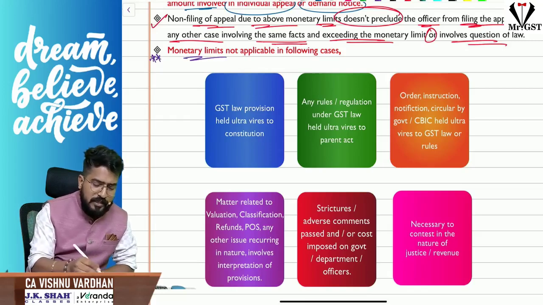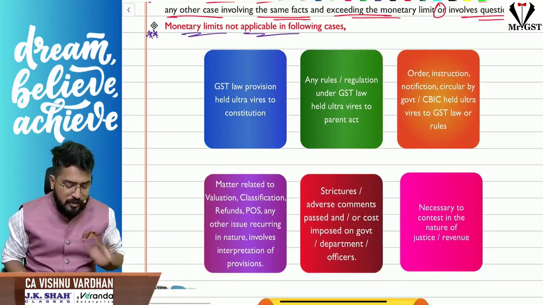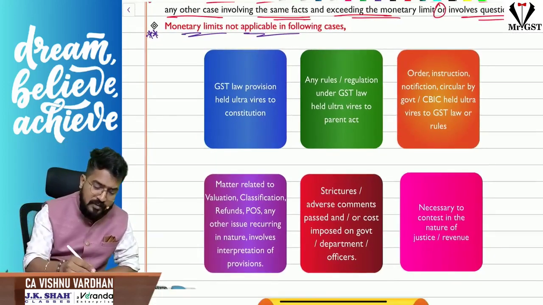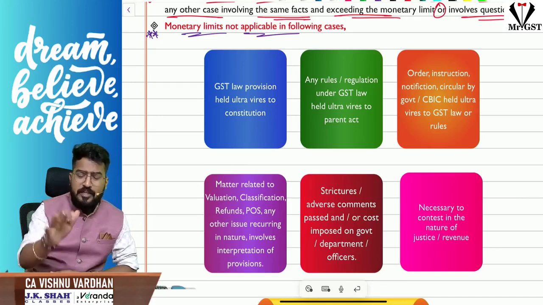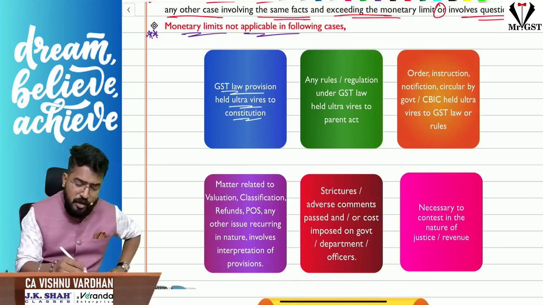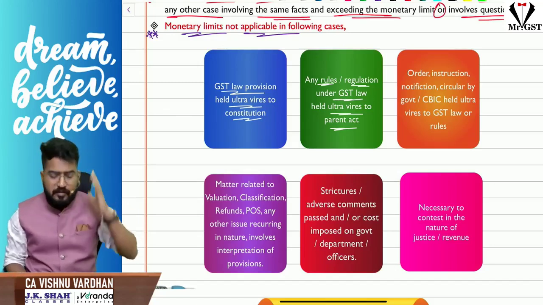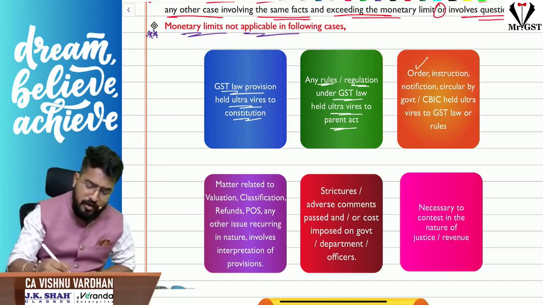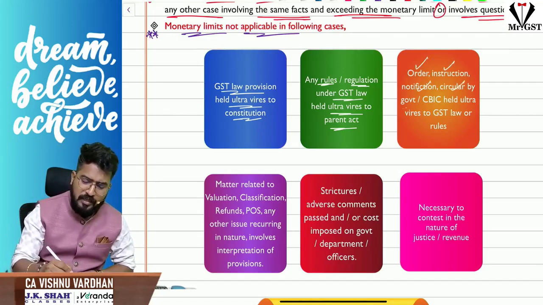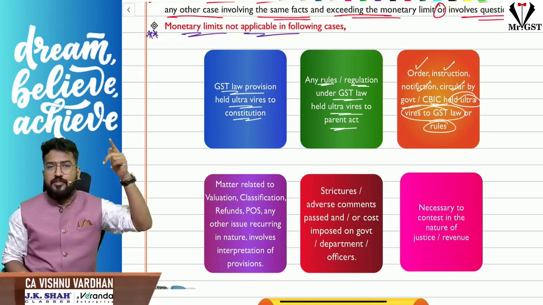that these monetary limits of 20 lakh, 1 crore, 2 crores are not applicable. Where they are not applicable, sir? They are not applicable if any GST order is there where the GST law provision itself is held ultra vires to the constitution, or any rules or regulations under GST law held ultra vires to the parent act. That means any provisions of the CGST act held ultra vires, or any order, instruction, notification, circular by government or CBIC held ultra vires the GST law or rules. That means GST law ultra vires the constitution.